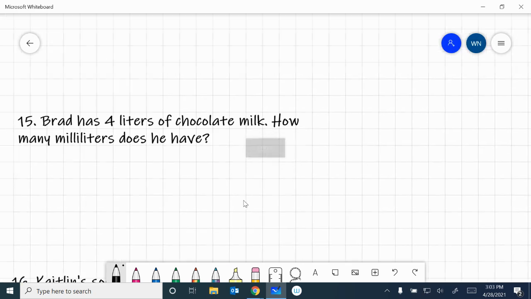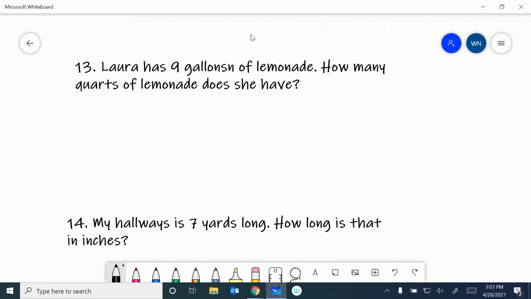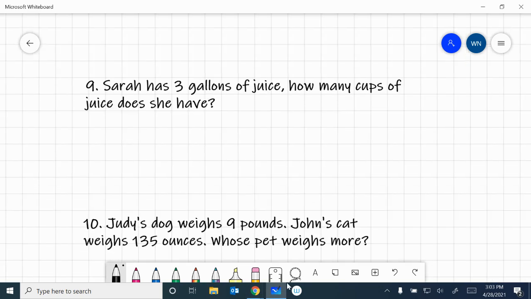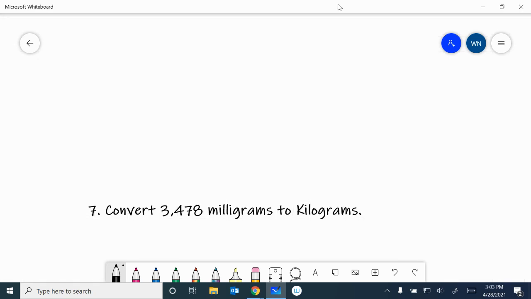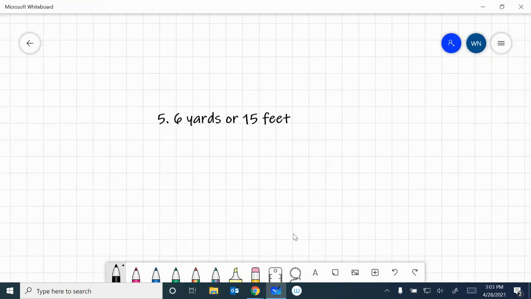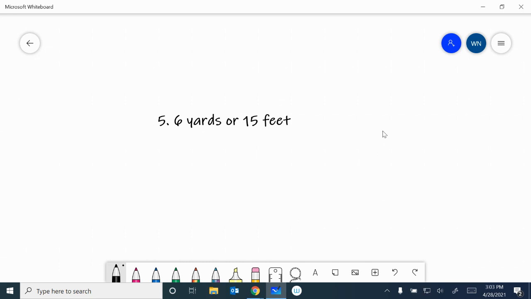Whoop. Wrong button. Oh, that's 15. Let's go back up all the way to 5. Got lots of problems coming up. There you go. Number 5, go ahead and try it.